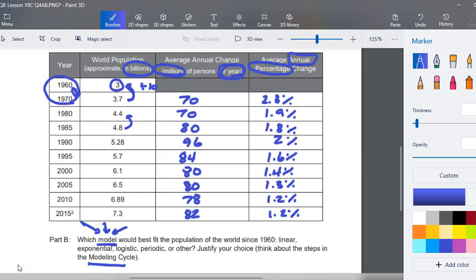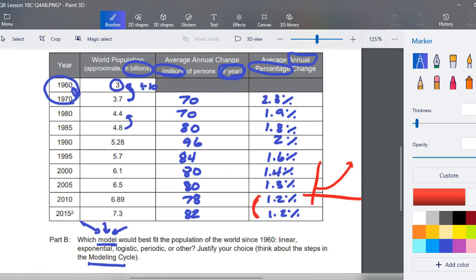So now looking at Part B, which model would be a best fit for the population? When we are looking around at the numbers that we have just gotten, we notice that it's sporadic. But part of a modeling cycle is to look at what's going on, make some thoughts, some predictions, what we've been talking about, what you've seen, and can the population actually continue forever exponentially?